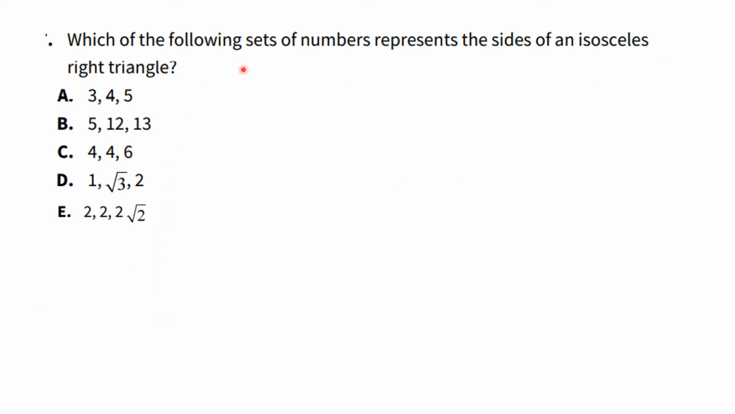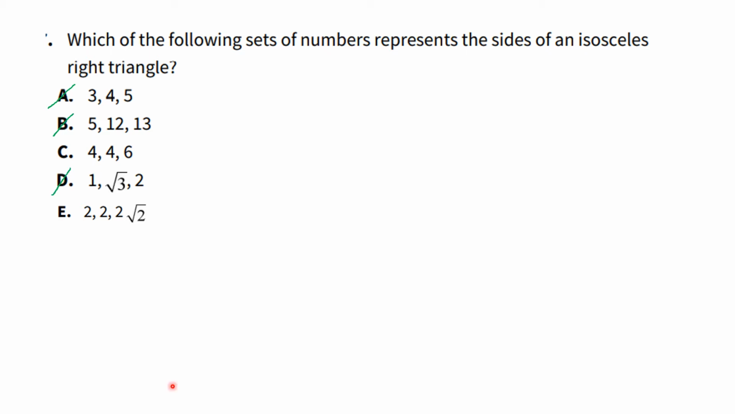Which of the following sets of numbers represents the sides of an isosceles right triangle? First of all, some of them are not isosceles triangles, so we can just exclude them. Isosceles triangle means two sides are equal. This is a right triangle, but it's not isosceles. A right triangle, but that's not isosceles. And this is not isosceles. I'm left with C and E.